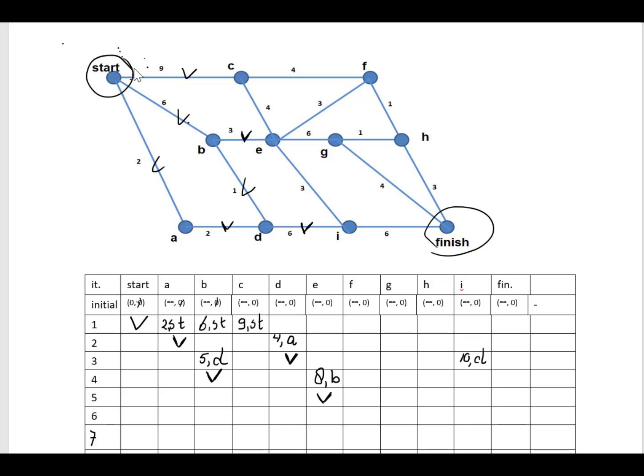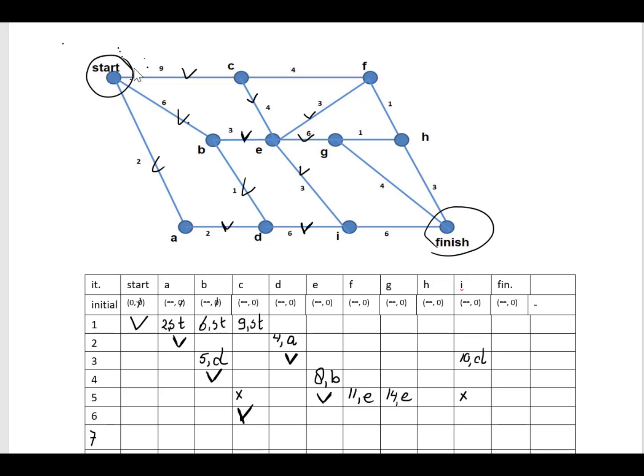From E we have a lot of possibilities. We can go to C with 4, but that becomes larger, so we don't consider that one. From E we can go to F with 3, so that would be 11 from E. From E we can go to G with 6, so that would be 14. And we can go to I with 3, so that would be 11, and that is larger. Okay, then we have all the paths coming from E, and then we have to consider the smallest one again. We have 9, 11, 14, 10. So that's 9.